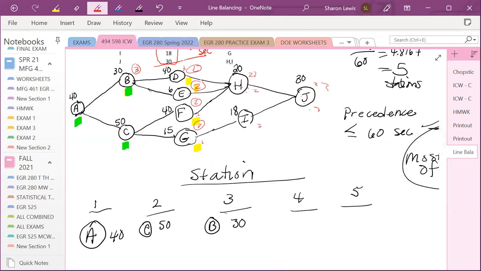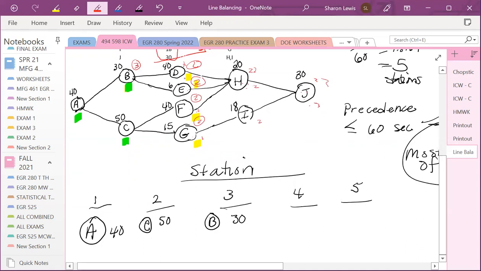So let's go ahead and just do a tiebreaker, and I'm probably going to look at time. D can't go in there because that would be exceeded. E fits in there. E does fit in there.